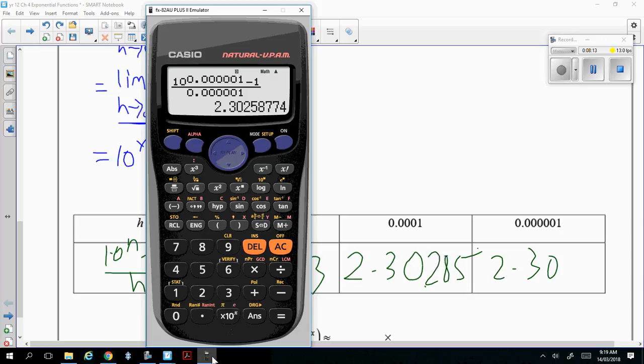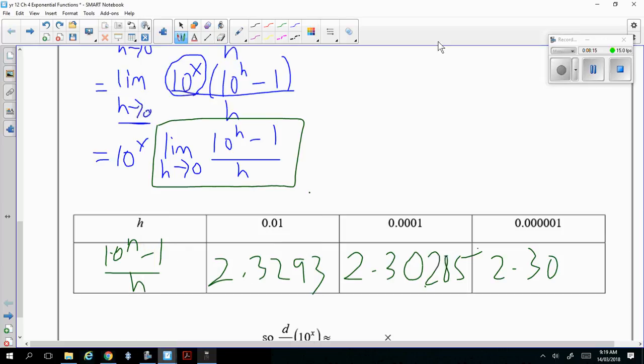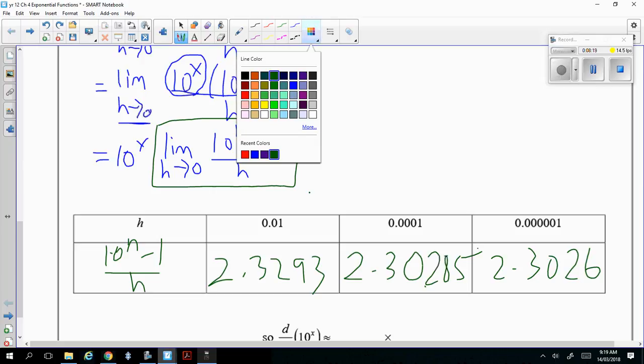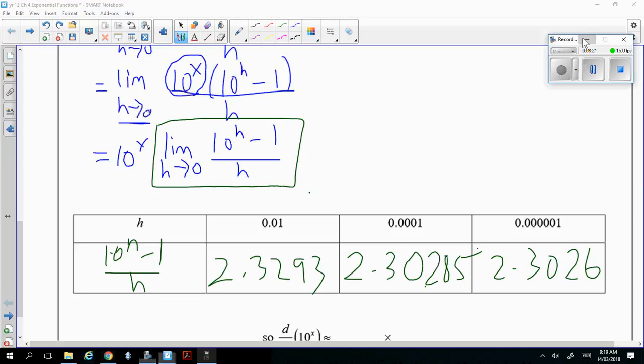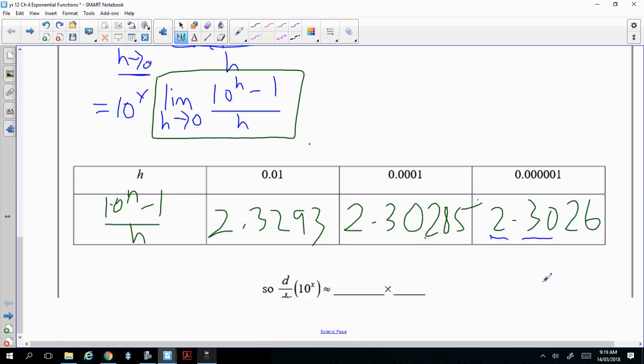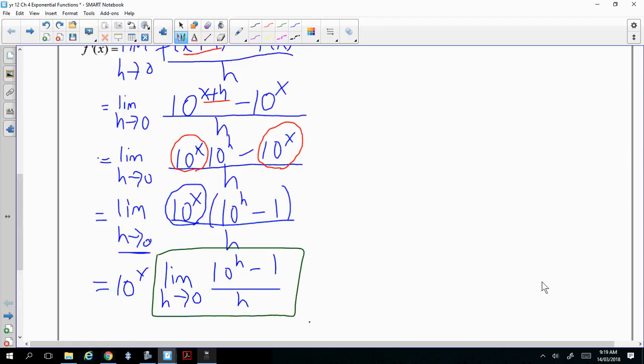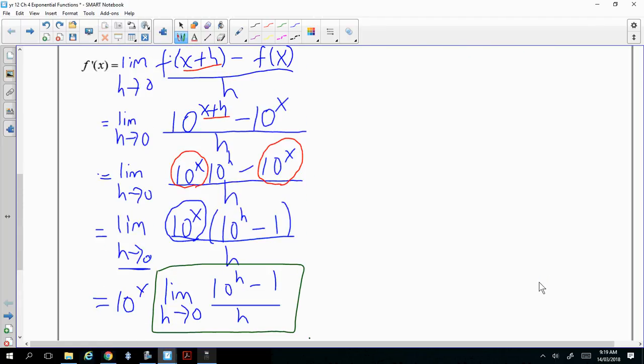So we're getting stabilized. So we know that it's approaching a limit, and this limit is a very strange number because it doesn't seem to have any pattern to it. So at least we know for sure, correct to 1 decimal place, about 2.3. Yes. So now we know that the derivative, going back to the formula, is 10 to the power x times this number, which is 2.3. That's the derivative of 10 to the power x.